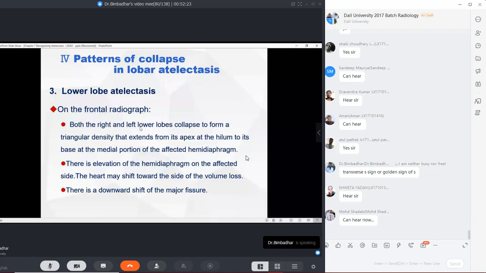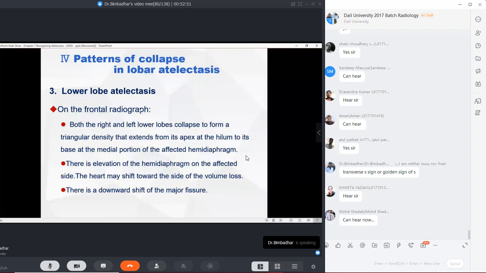Lower lobar atelectasis, right and left lower lobe collapse leads to a triangular density that extends from its apex at the hilum to the base at the medial portion of the affected hemidiaphragm. There will be elevation of the hemidiaphragm on the affected side. The heart may shift towards the side of volume loss. There is a downward shift of the major fissure. So these are the three characteristic features that come together.